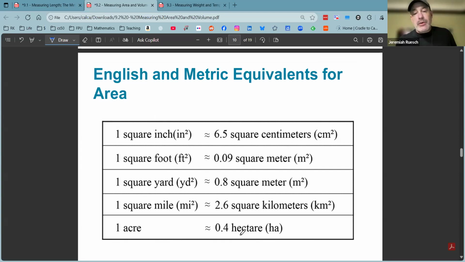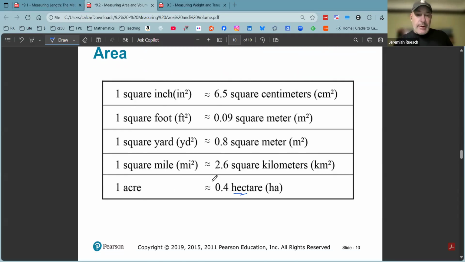This is where I was referring to earlier, where the hectare comes into play. Sometimes you'll hear that relationship with respect to acre versus hectare. Acres are not an SI unit. Hectares are. All right.